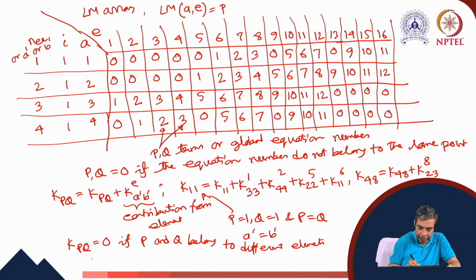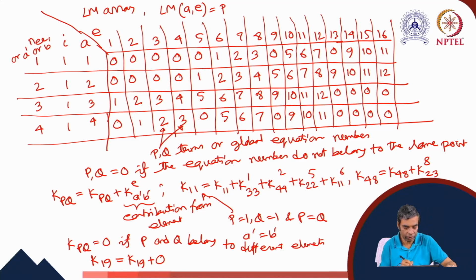For example, let us check K19. So K19 equals K19 plus. Now we keep on searching for equations 1 and 9 in the same element. It is not present in element 1, not in 2, not in 3, not in 4, not in 5, not in 6, not in 7, not in 8, not in 9, not in the remaining elements. It is not there. It means that K19 has no contribution from any elements. So K19 will be 0.